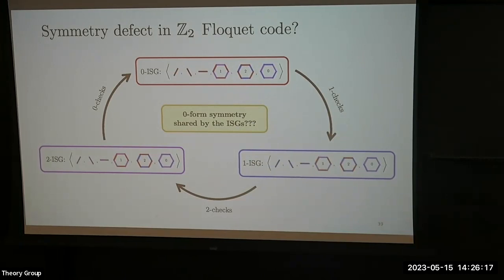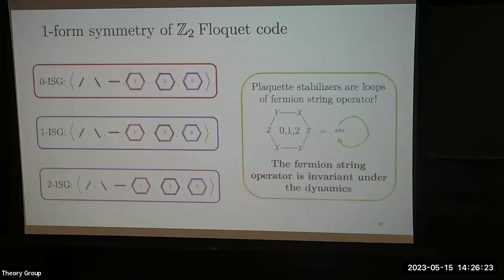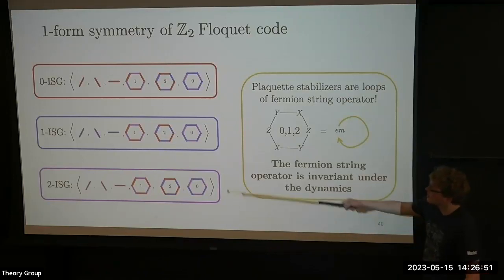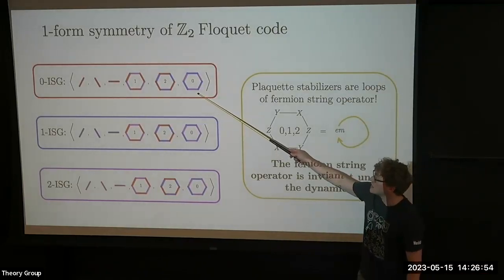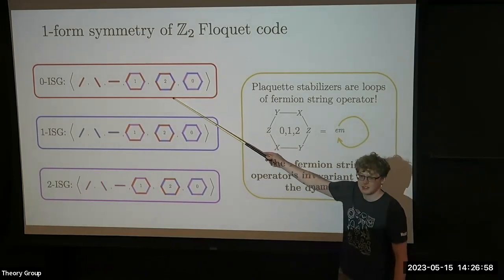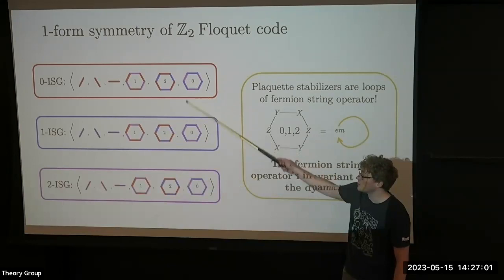Our solution comes from a concept introduced in the high energy community. The concept is higher gauging. So what we recognized is that the Floquet code, while it doesn't have a zero form symmetry that's shared by the ISGs, it does have a one form symmetry that's common amongst these stabilizer groups. Here, by one form symmetry, I mean some sort of lattice notion of a one form symmetry. The operators aren't topological. They're only topological in the code space. The one-form symmetry, in this sense, is generated precisely by these plaquette stabilizers. We know they're shared by each of the ISGs. They commute with all of the plaquette stabilizers.